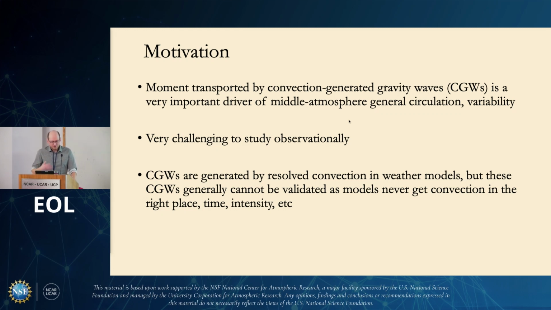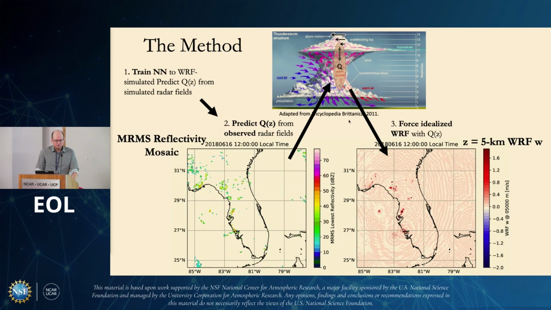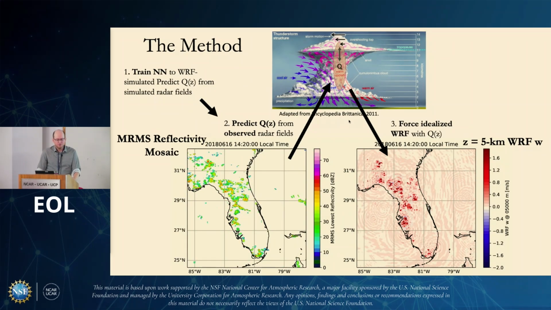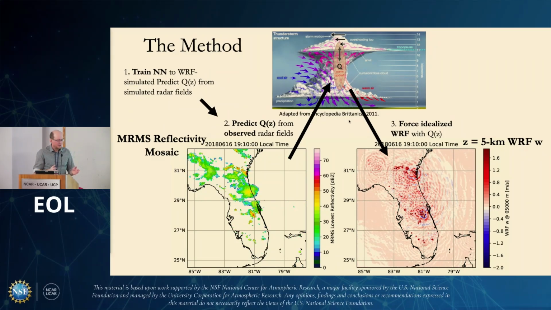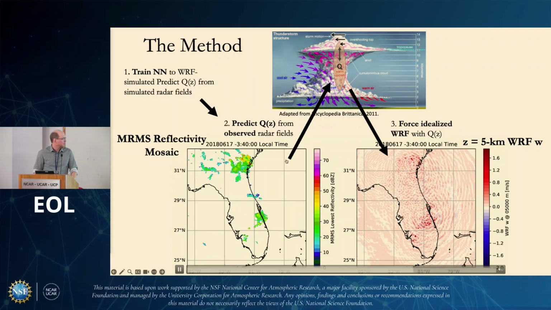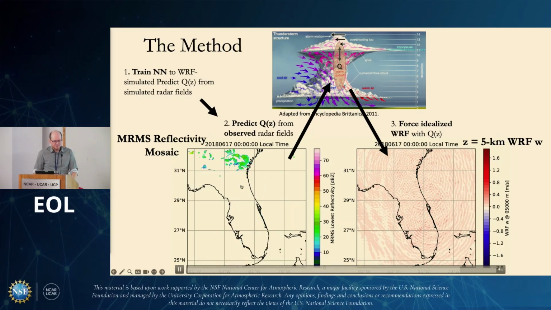We can use models just like I did before, but when it comes to convection, models never get convection in the right place at the right time. So while you can have convection and gravity waves coming off of them all within your model, it's hard to compare these models quantitatively to what few observations exist. So within this paper, essentially what we're trying to do is use radar observations to inject thunderstorms and thunderstorm forcing into a weather model. So the whole idea is we start with weather radar observations.